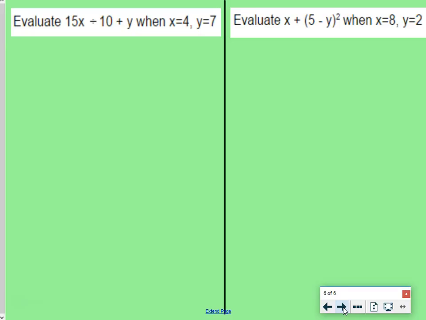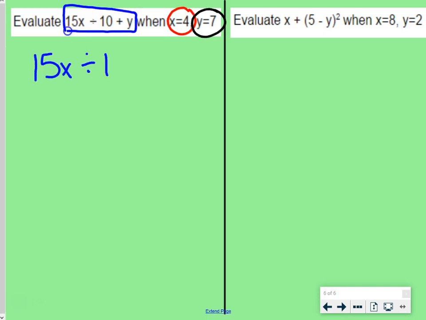2 examples and then we're done. Evaluate 15x divided by 10 plus y when x equals 4 and y equals 7. I'm going to circle that key information. I'm going to rewrite out this problem. 15x divided by 10 plus y.